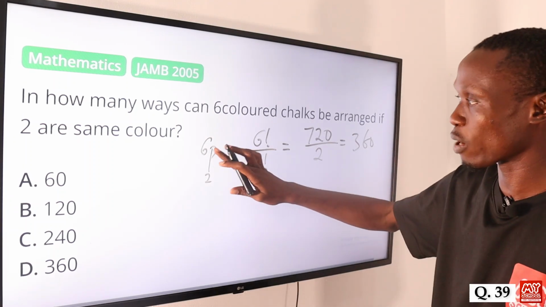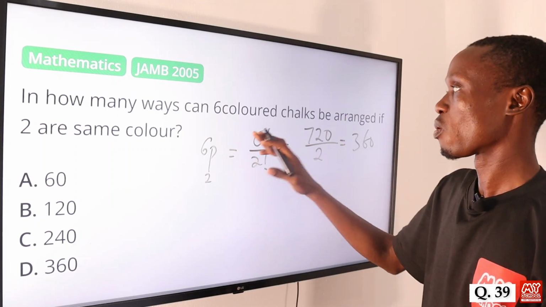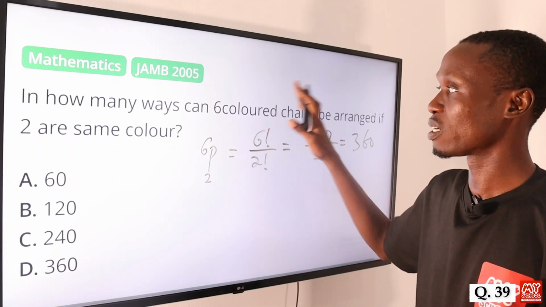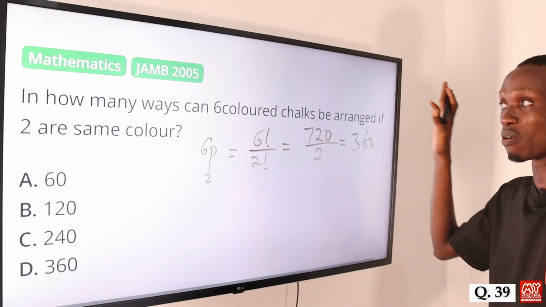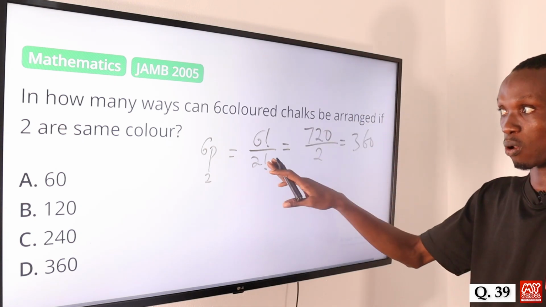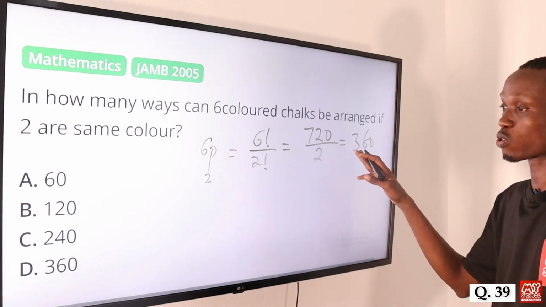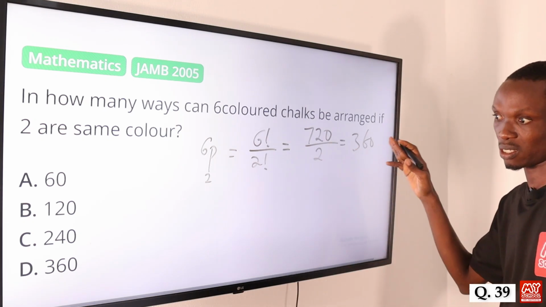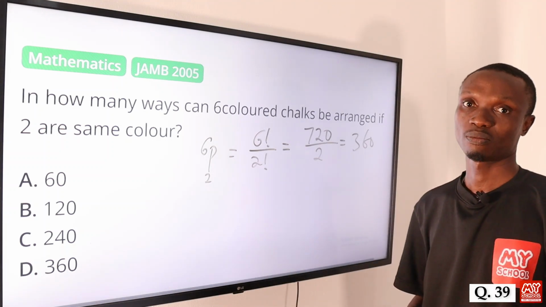So basically we are not actually using 6 permute 2. Okay, but what this means is that we actually calculated the number of ways the 6 colored chalks can be arranged, then divided by those 2 chalks that are of the same color. Okay, so not necessarily 6 permute 2. Okay, and that will be equal to 360. So the answer to this question is option D, 360.